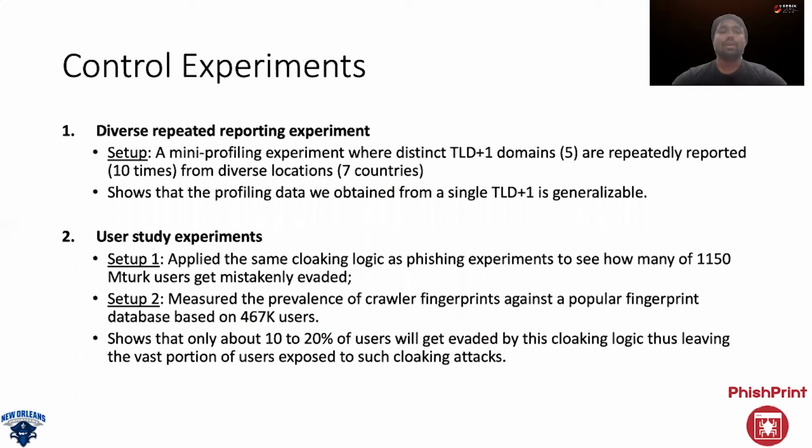We conducted a control experiment, a diverse repeated reporting experiment, and a user study experiment. The diverse repeated reporting experiment, reporting repeatedly from diverse locations, showed that the profiling data we obtained from the second domain is generalizable. Whereas on the user study experiment, we performed 2 studies, one with 1150 MTurk users, another with a 500,000 popular fingerprint database. They both show that 10 to 20% of the users will get evaded by this cloaking logic.